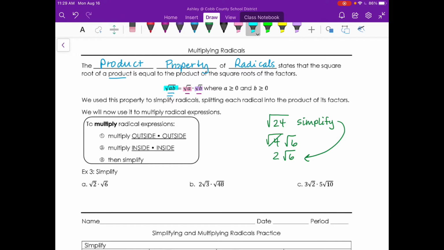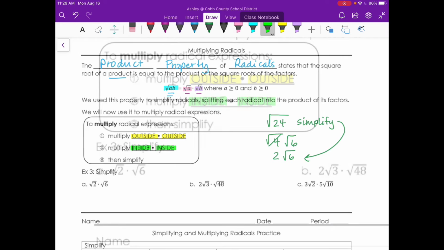So we've been simplifying radical expressions, and now we are going to be multiplying. Notice that all of the problems at the bottom of this screen are multiplication problems. In order to multiply two radical expressions, you will multiply the outside times the outside, meaning the coefficients in front of the radical symbols, and then we will multiply the inside times the inside, and then we will simplify the expression at the end. So let's get started.